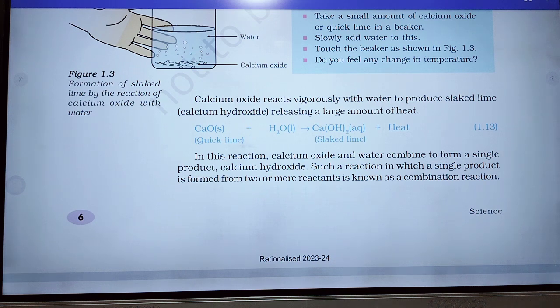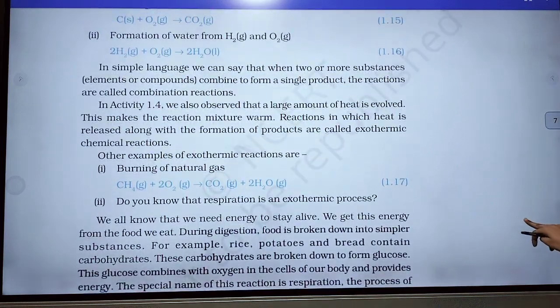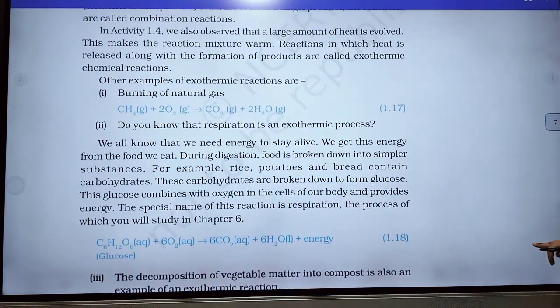Here an example is given. Burning of natural gas is also an example of this. Here one question is given: do you know that respiration is an exothermic process? Exothermic means that the reaction releases heat.